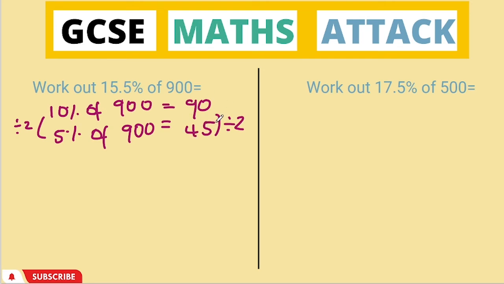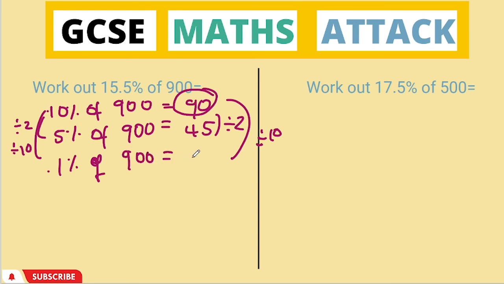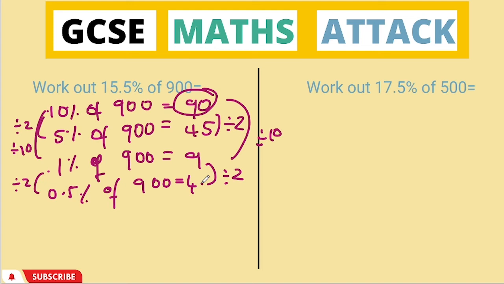Then you need to get to 1%. Because once you get to your 1%, you can get 0.5. So for 1%, you can go to 10% and divide it by 10. So you're going to have to divide this by 10 in order to get to 1%, which is 9. To get to 0.5% of 900, you're going to half your answer. 9 divided by 2 is 4.5.